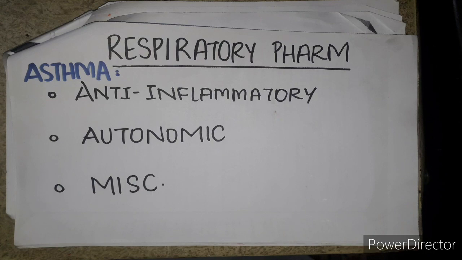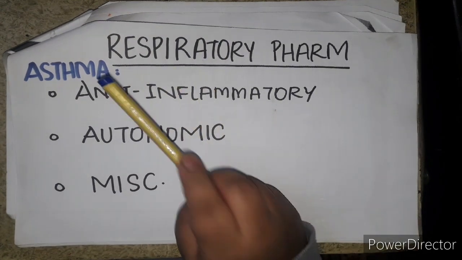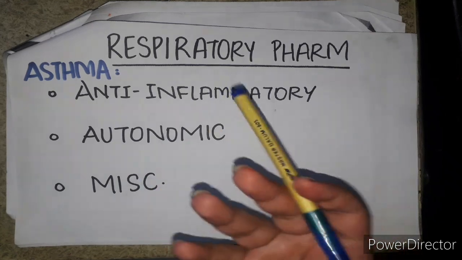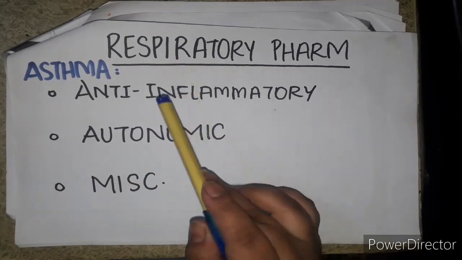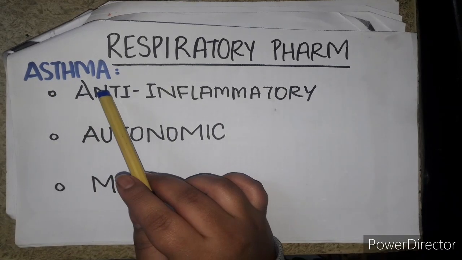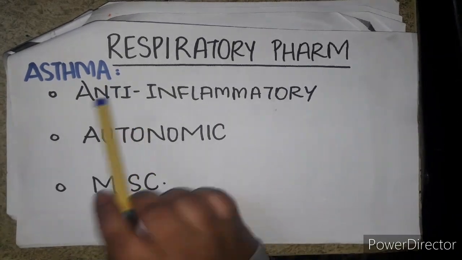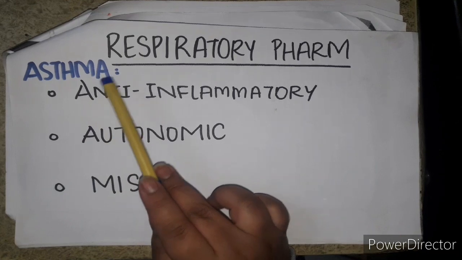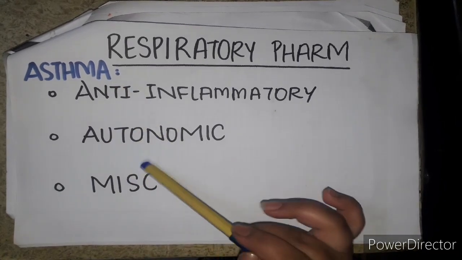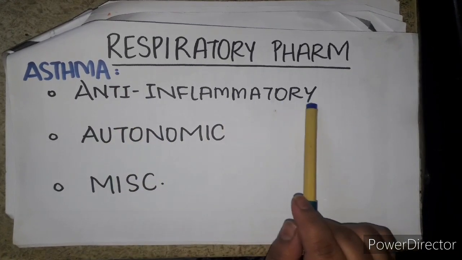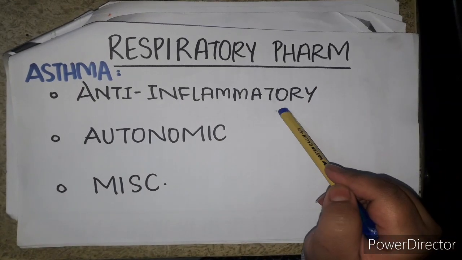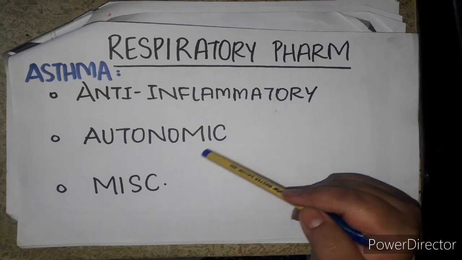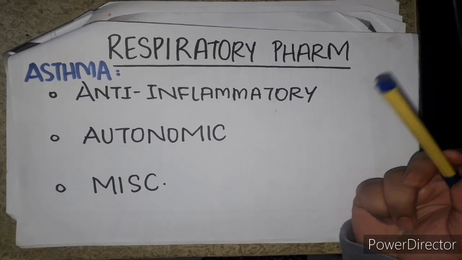Okay, so we are going to start with the respiratory pharmacology with the topic of asthma. So we know what asthma is, and I'm going to be posting videos about what asthma is later on. But first of all, we are going to study the various kinds of drugs that we take during asthma. So I have divided the types of drugs into three categories. The first would be anti-inflammatory drugs, the second would be autonomic drugs, and the third category would be miscellaneous drugs. Let's see what we include in these drugs as well.